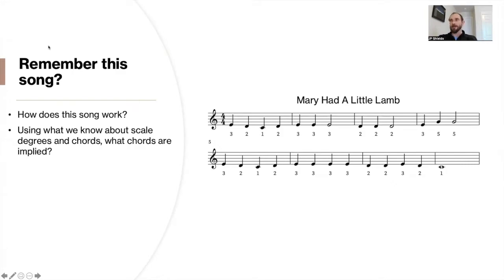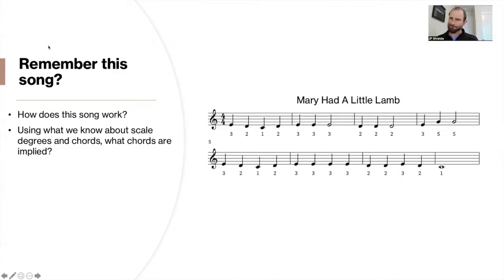Well, let's sing it. So we've got Mary had a little lamb, dee dee dee, 3 5 5, changing the lyrics so you can sing the scales with me. Let's do that again. So you've got 3 2 1 2 3 3 3 2 2 2 3 5 5 3 2 1 2 3 3 3 3 2 2 3 2 1. Okay, so those are the scale degrees.